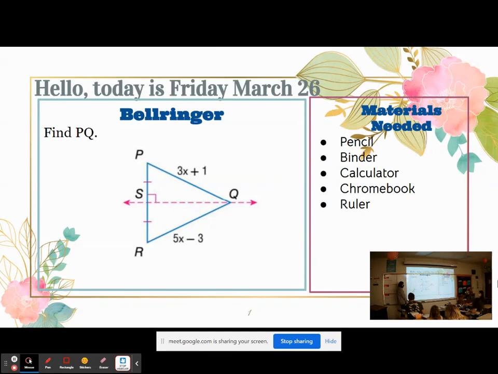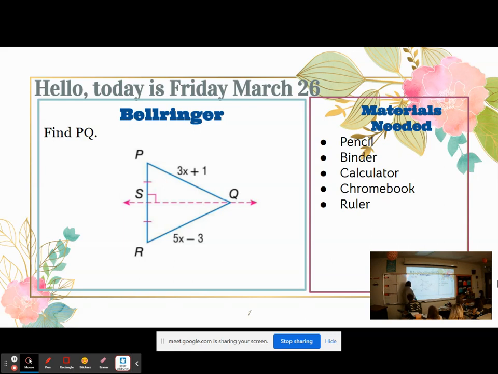Awesome. Lakin, tell us, do you agree or disagree? I disagree. Okay, how come? Whenever you get the 2, you're supposed to plug it back into the equation. So it'd be 3 times 2 plus 1 is 7. Oh, okay, so x equals 2. So to find the length of PQ, you just got to plug in the 2 for x and work it out. Yeah, perfect. So you just need one more step.